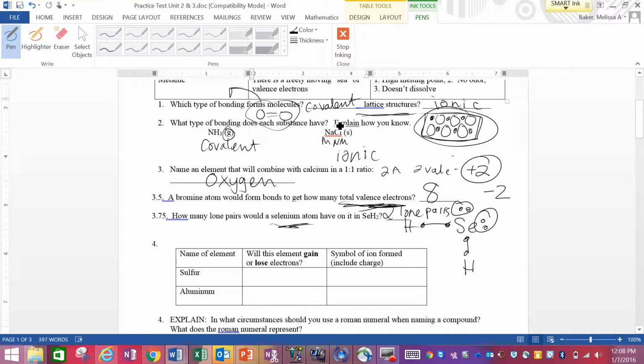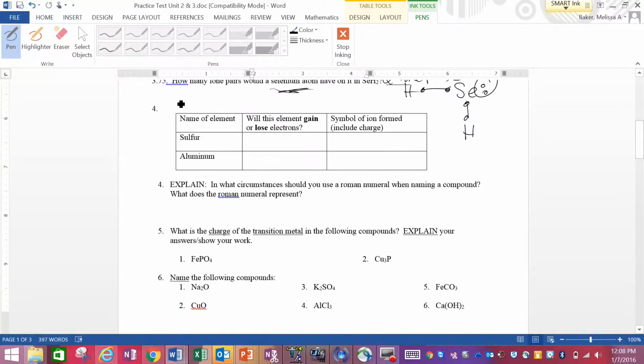All right, moving on to number 4. It gives you an element. Will this gain or lose electrons? Okay, so sulfur is in group 6A. It would like to be like neon. It's only 2 away. I'm sorry, it would like to be like argon. It's only 2 away, and it'll have 18. It's got 16 electrons. It wants to be a noble gas. So it would like to gain 2 electrons, and when it does that, it'll form sulfur with a -2 charge.